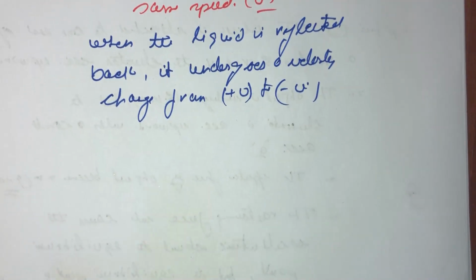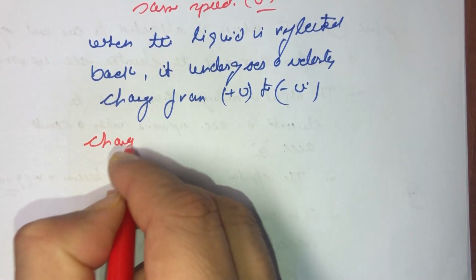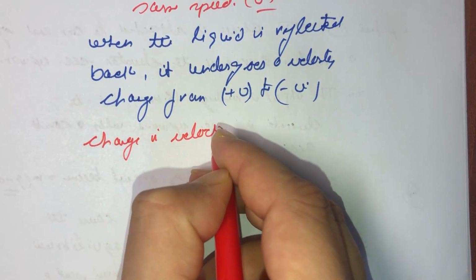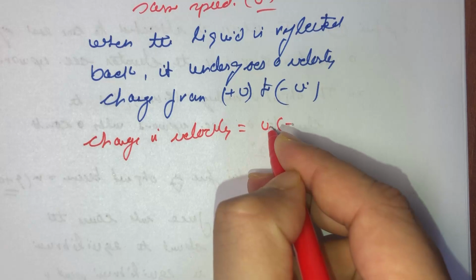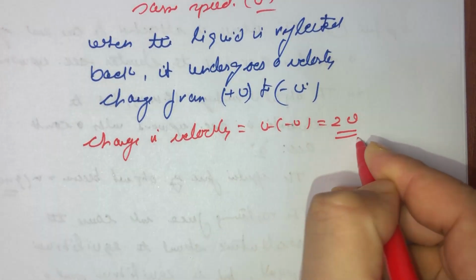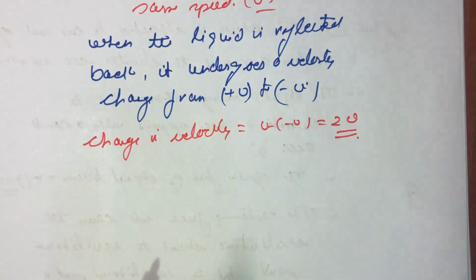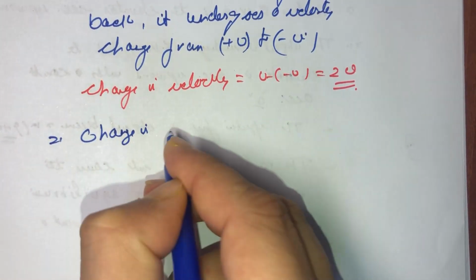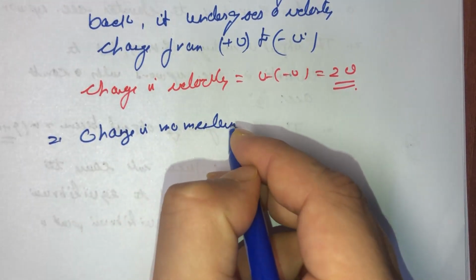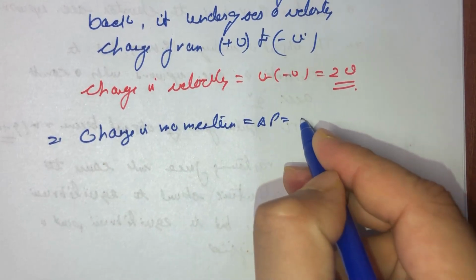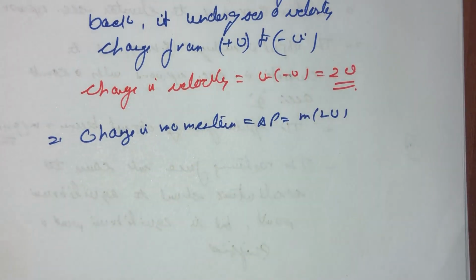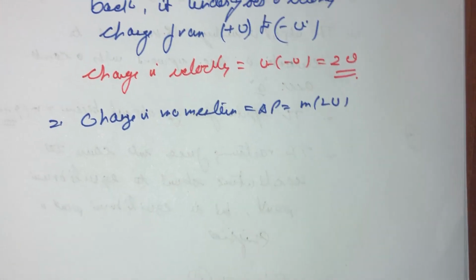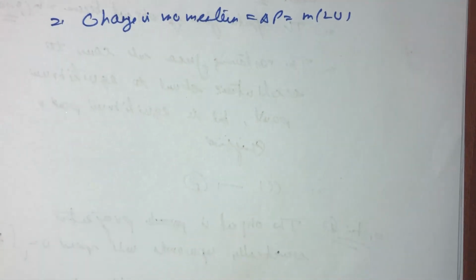Therefore the change in velocity will be equal to v minus of minus v, that will equal to 2v. So we were able to find out what will be the change in velocity. Now we can calculate the change in momentum. We can say change in momentum delta p will be equal to m multiplied by 2v. And now we can find out the mass flow rate associated with this particular case.